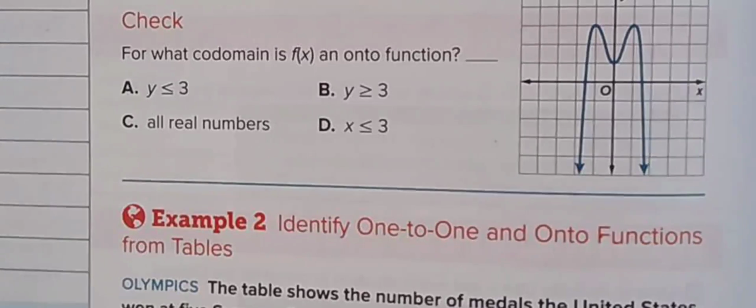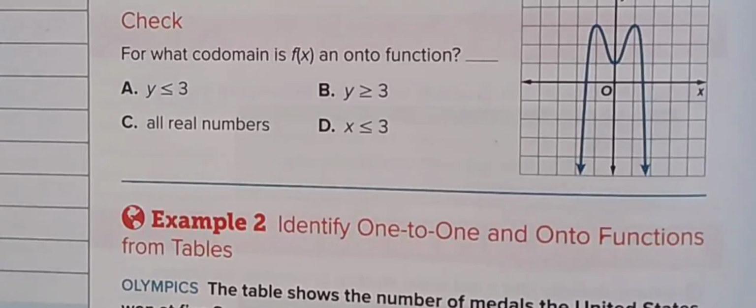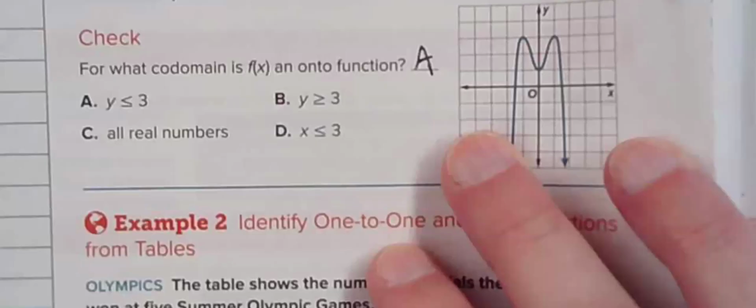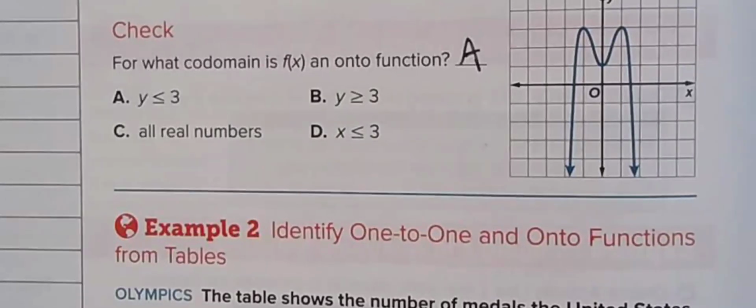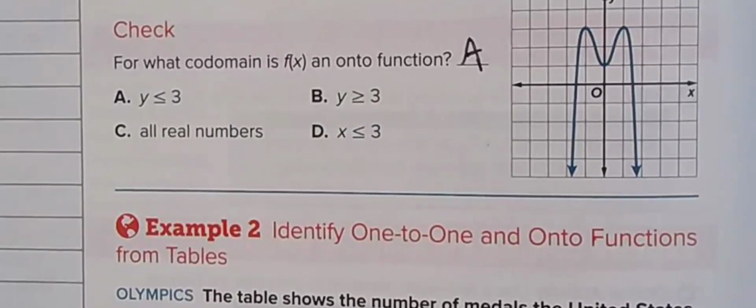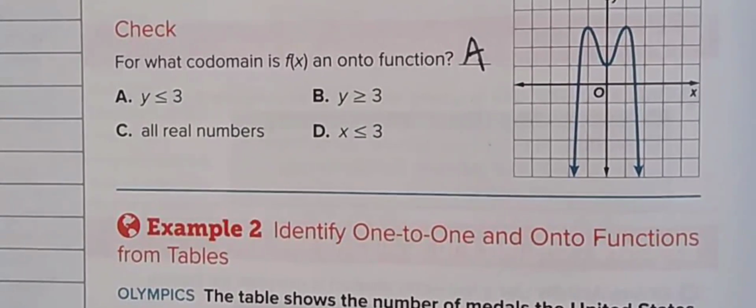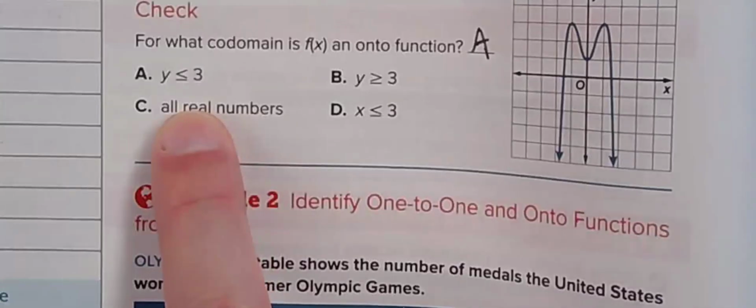So that's the range. So if you were going to have an onto function, the codomain would have to be the same thing as the range. Therefore, the answer is A. But in fact, the codomain is not the same as the range here. So this is not an onto function. But if it were, you'd have to have it as the same as the range, which is A.